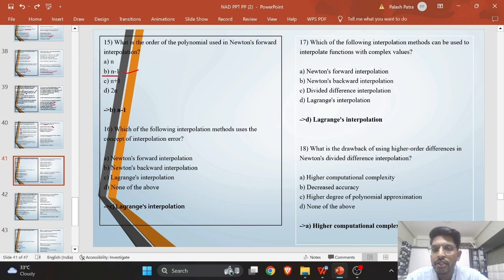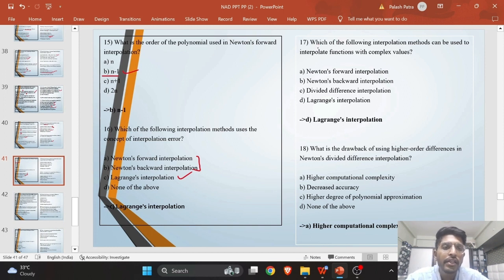The next question, number 16, is which of the following interpolation methods uses the concept of interpolation error? The Newton forward and backward do not use any error method, while the Lagrange's method uses it. So the option C, the Lagrange's interpolation, is the correct option.